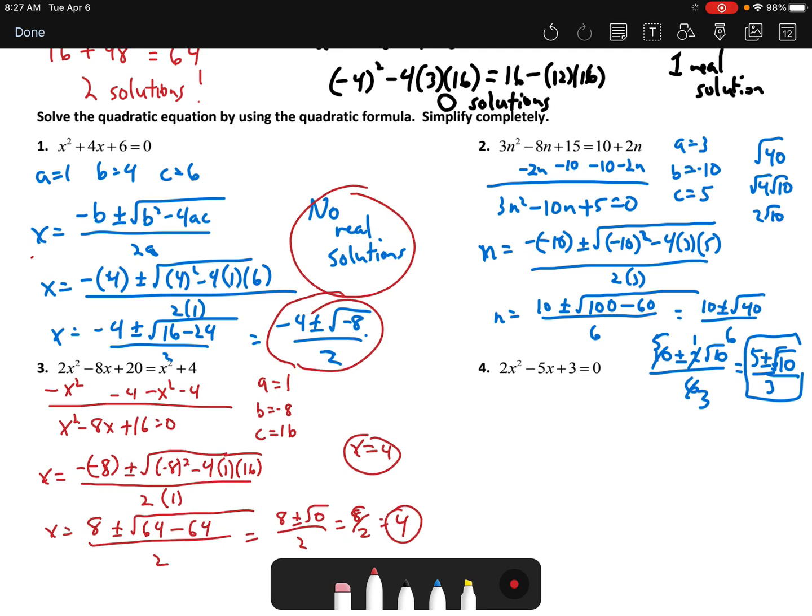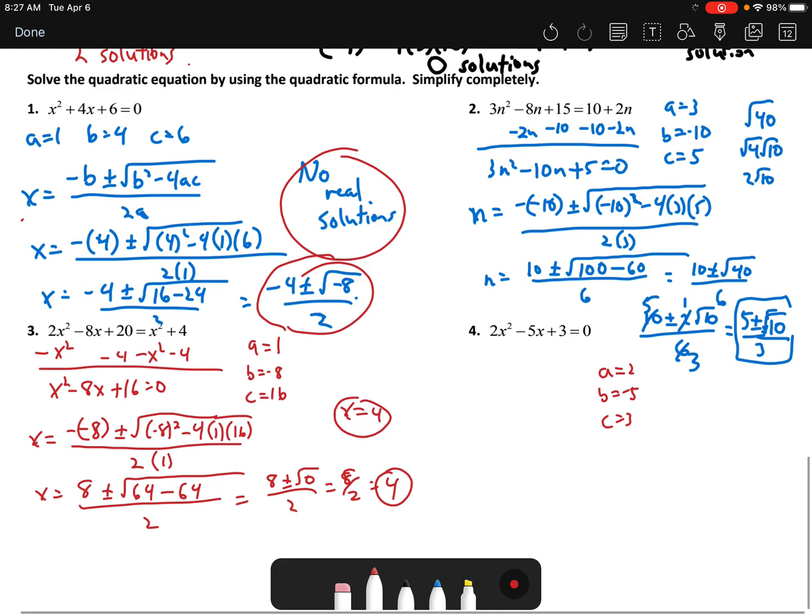Now number 4, a is 2, b is negative 5, c is 3. Plug it in the formula and see what you come up with.